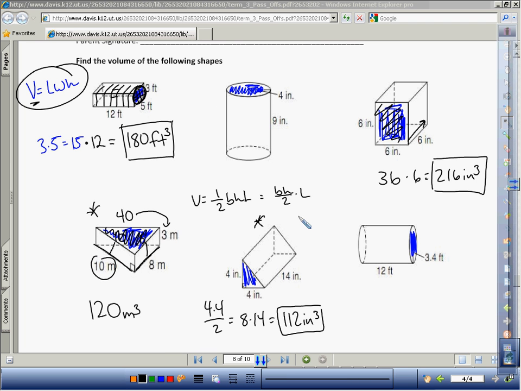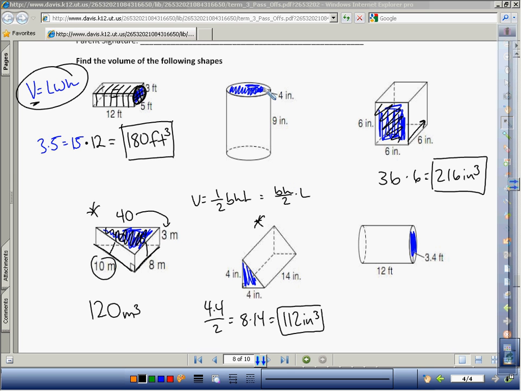So this one's exactly the same as finding the rectangular prisms. You just need to divide by 2 at some point. In fact, you could just multiply all 3 of these and divide by 2 at the end. You could divide 8 by 2 right at the beginning if you wanted to. Whatever you want. As long as you are getting them all multiplied and divided, then you're in good shape.